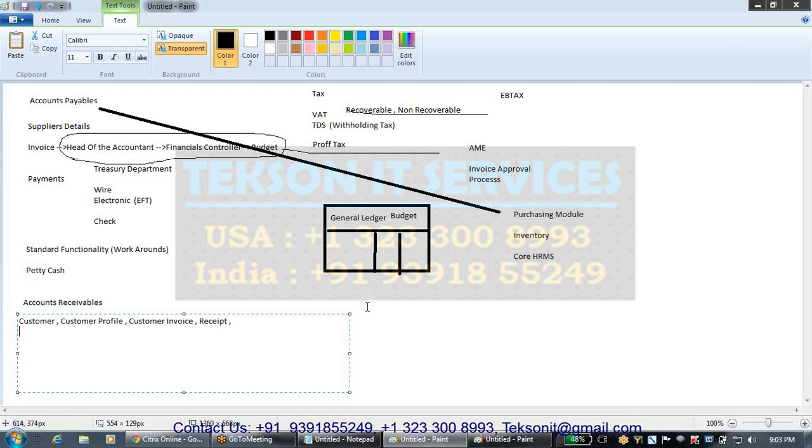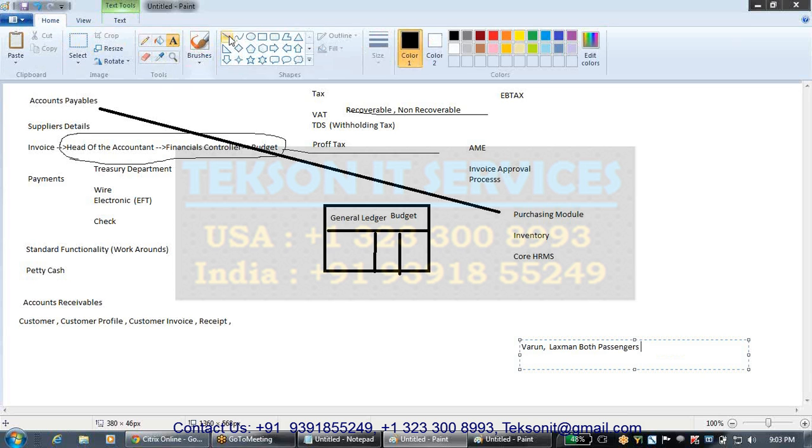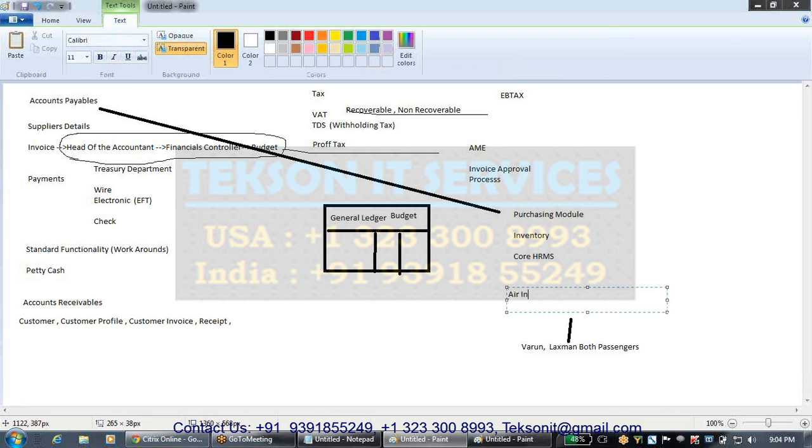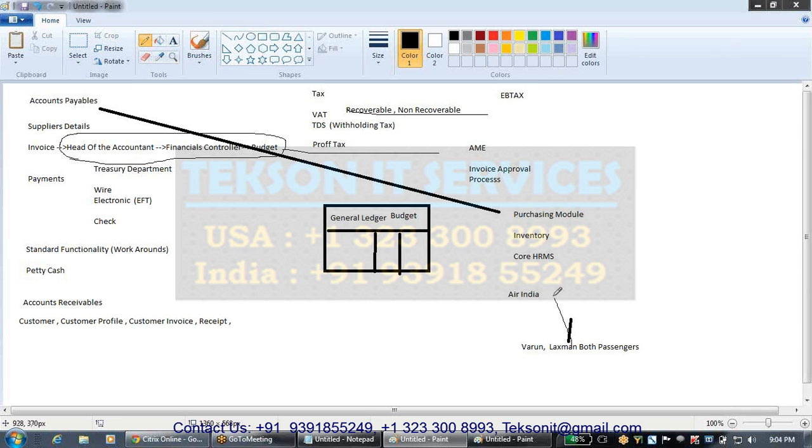A simple example I will give you. There are Varun and Lakshman, both passengers. You want to book a ticket, you want to fly to Delhi, so you go and book a ticket with Air India. You paid the money, you book the ticket by cash. So they generated one bill and gave you the boarding pass or whatever. So they are using some billing system here.